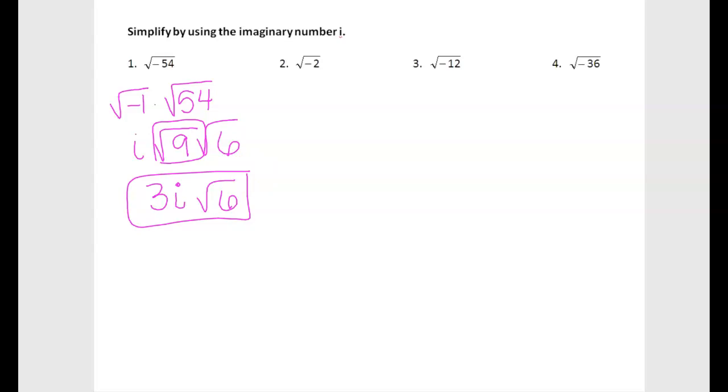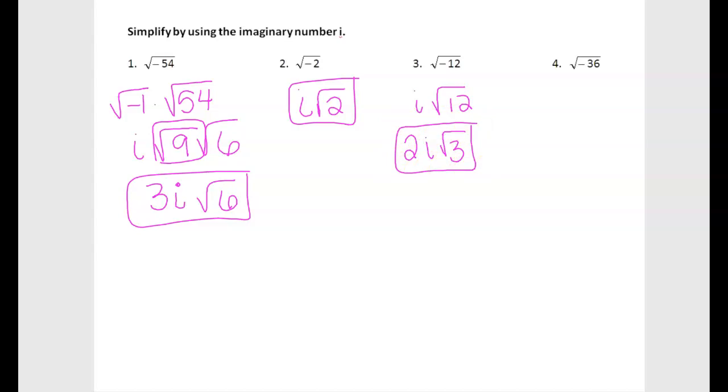So all the simplifying radical parts stay the same. That negative becomes an i. If you have a prime number in your radical with that i, you bring out the negative as the i, and it stays square root of 2. So I have i square root of 2. The minute you have your negative, you bring it out as an i, and then you simplify your radicals. So 12 is 4 and 3. 4 becomes 2 on the outside. So I have 2i square root of 3.